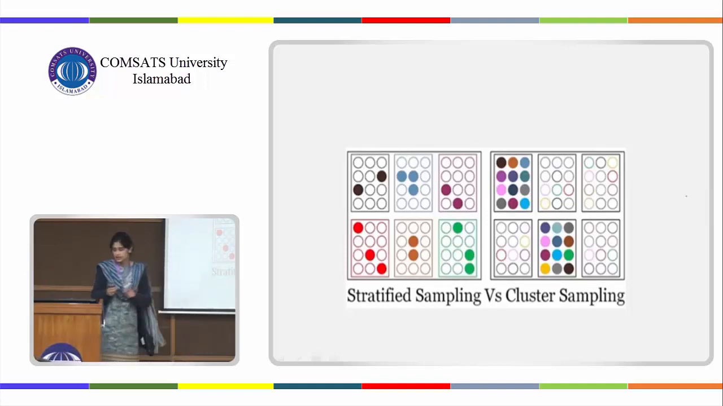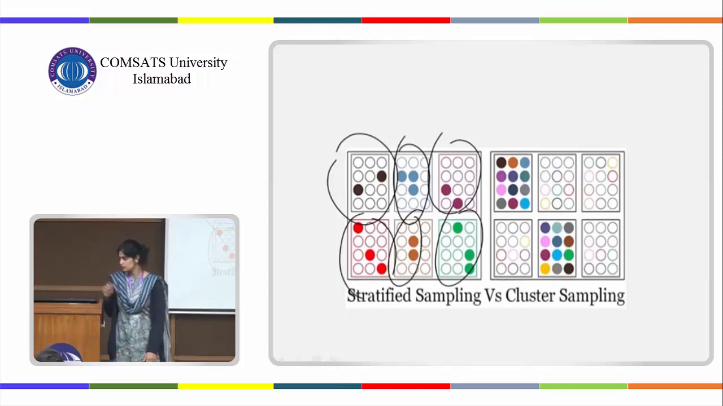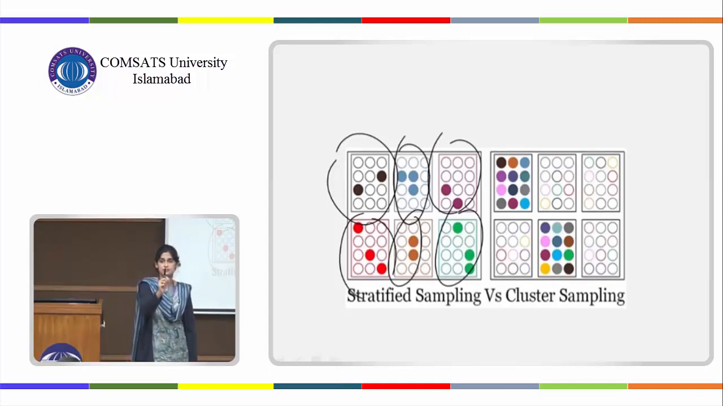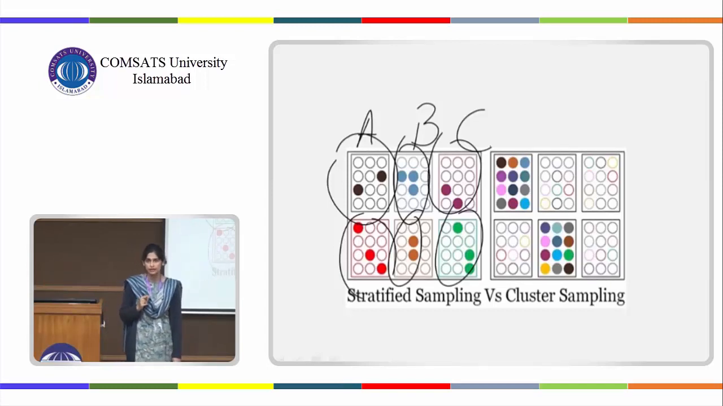In stratified sampling, you make strata, right? So you have brown in one enclosure, blue in one enclosure, magenta in one enclosure, red in one enclosure, orange and green in one enclosure. These are all mutually exclusive groups. What do I mean by mutually exclusive? They do not cross. A member of group A would not appear in group B. The one in group B would not appear in group C. They would not cross their strata.